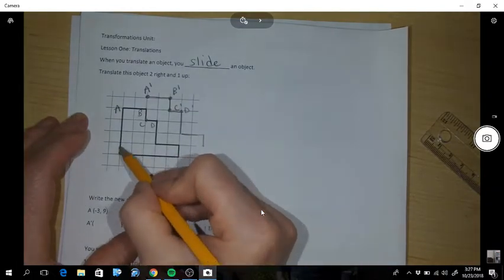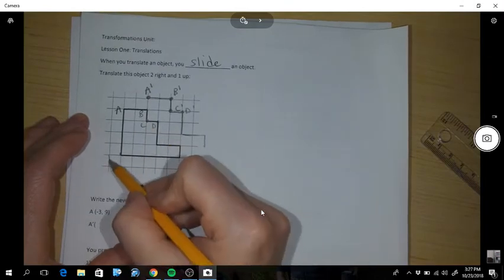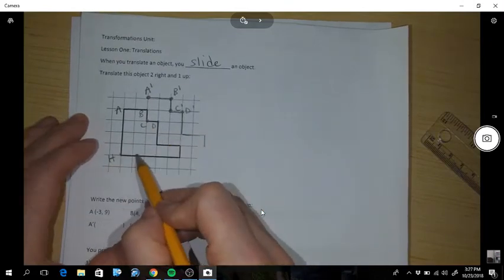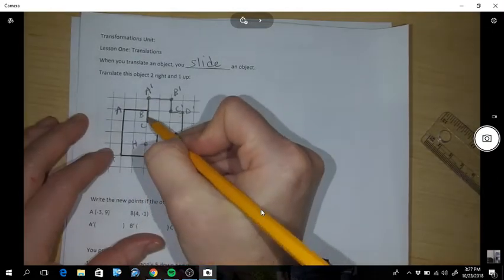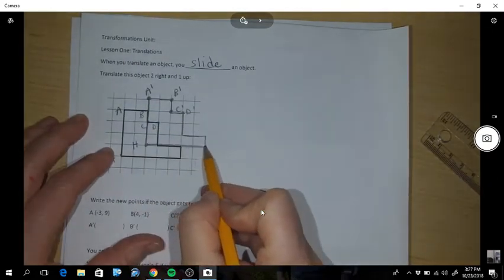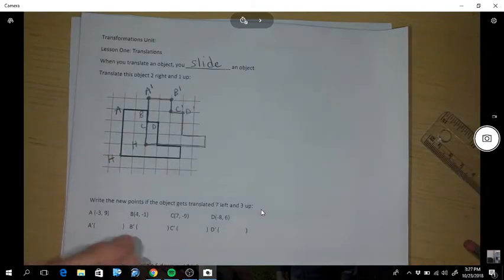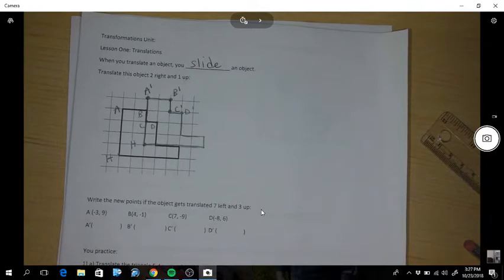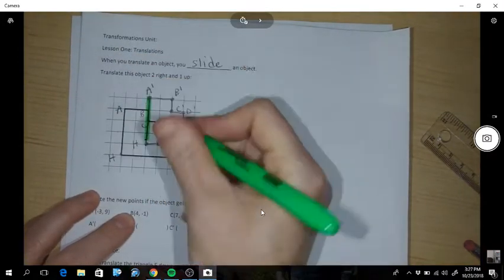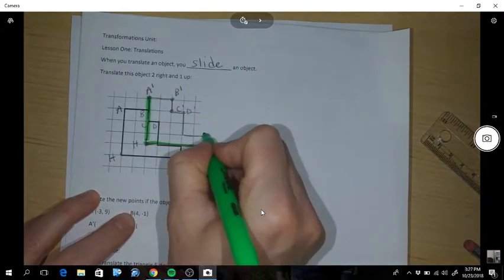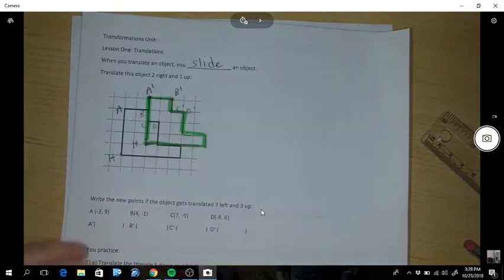Okay, let's call this H. So I'm going to go 1, 2, and 1 up. So there you can see my new shape. Maybe I'll make it highlighted so you can see it. So there's the new shape, okay?